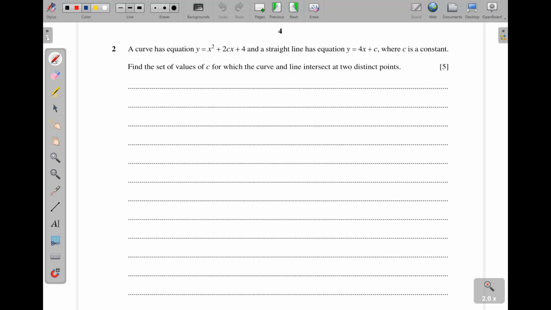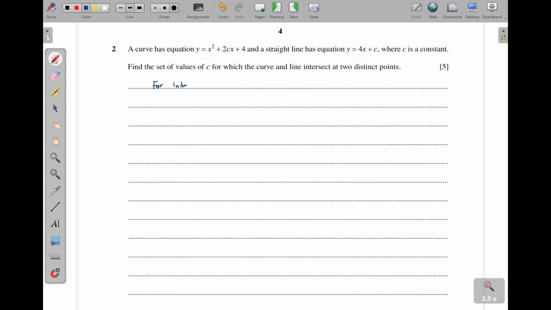Question 2 is coming from Quadratics. A curve has equation, this one here, and a straight line has this equation, where c is a constant. Find a set of values of c for which the curve and the line intersect at two distinct points. So first of all, we need to solve these two simultaneously.